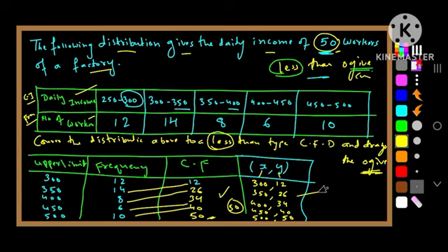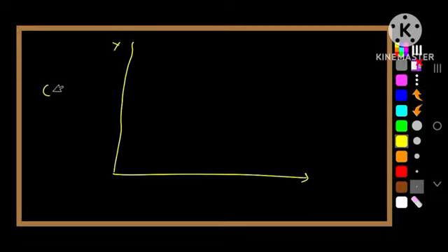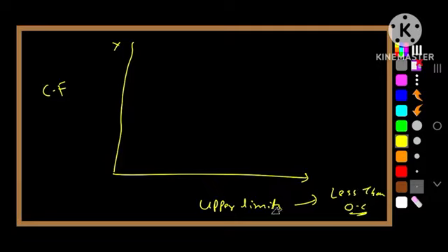Now we will plot this on the graph and we will get an OG curve. Let us take this as our x-axis and this as our y-axis. On the y-axis we are taking cumulative frequency and on the x-axis we are taking upper limits. Why? Because it is a less than type OG curve. That's why we are taking upper limits on the x-axis.